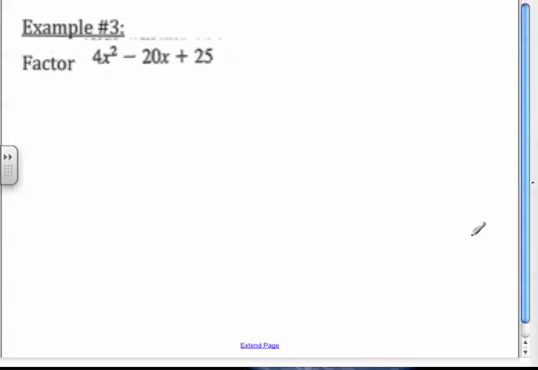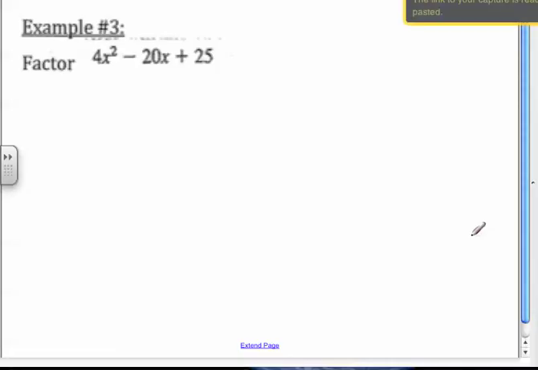Okay, now looking at this one, I can tell it's not the difference of two squares. I don't have just two terms up there. I've got three terms up there. It's a trinomial. And I know what this section's about, so I'm already going to start looking. It's probably going to be the square of a certain kind of binomial.